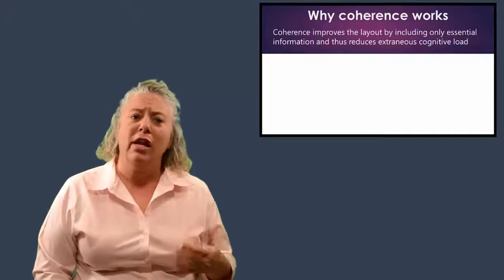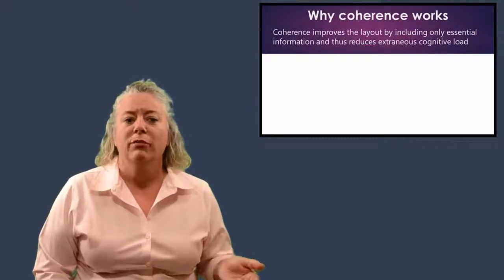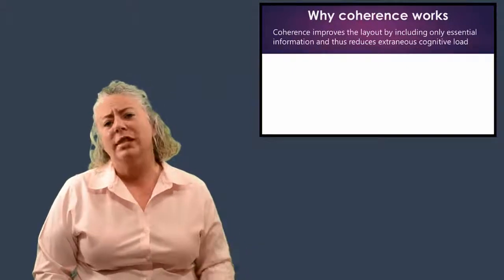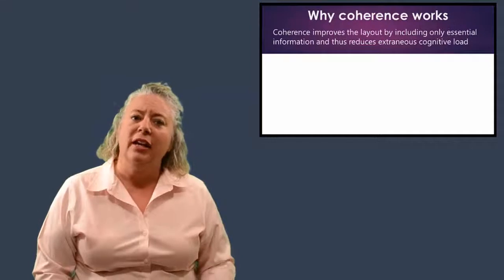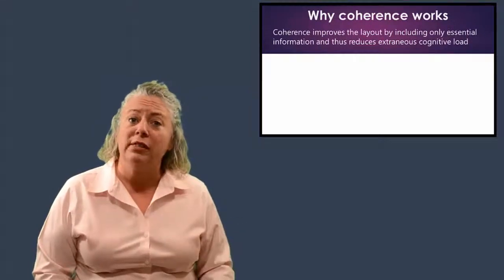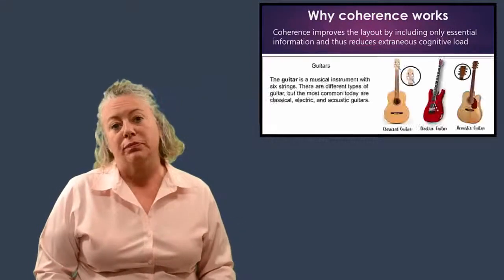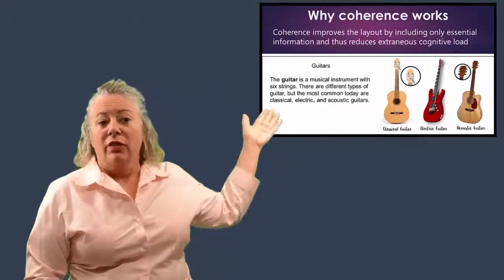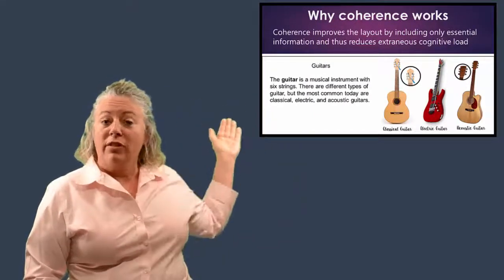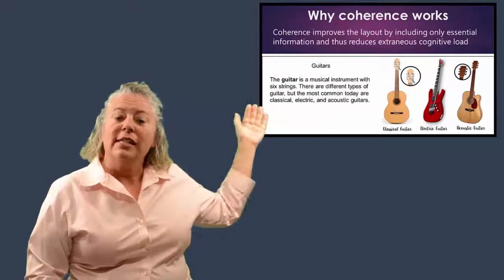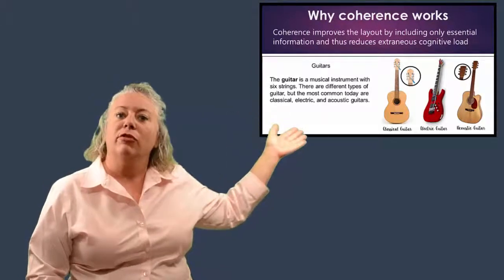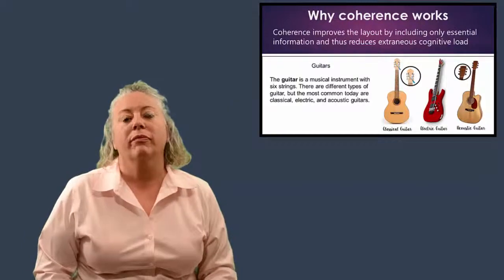Extraneous overload is when there's too much extraneous information. It's caused by overly detailed information and materials or poor instructional design. And you can avoid this using coherence. So let's look at another example. Here on the guitars, the paragraph has been shortened, as well as now the picture is essential. It shows the 3 different types of guitars today.